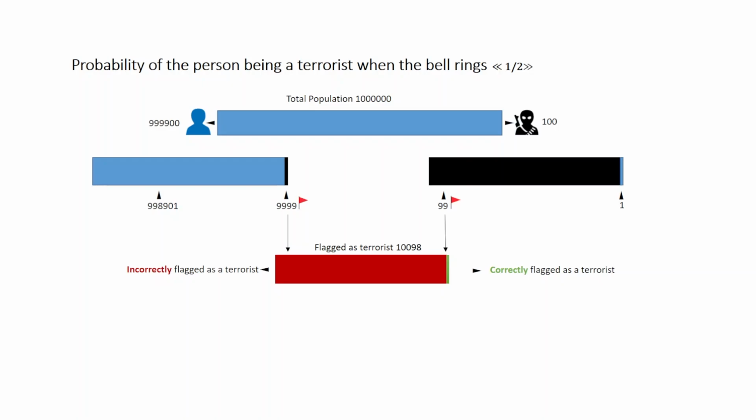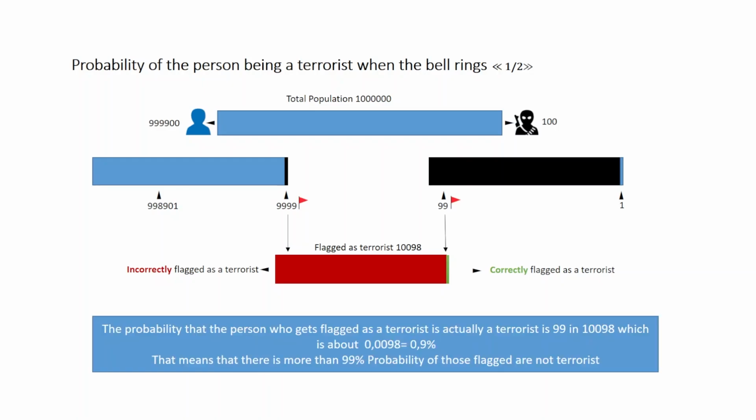which gives us that the number of people being terrorists and being flagged is 99 in 10,098. So this is a probability of less than 1%. This means that there's more than 99% probability that those flagged are not terrorists.